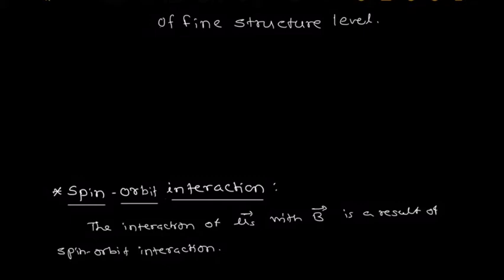This magnetic moment interacts with the internal magnetic field produced by the orbital motion of an electron. Such an interaction between spin angular momentum and orbital angular momentum gives the spin orbit interaction. In short, we say the interaction of the spin magnetic moment due to spin motion of an electron with the magnetic field arising due to orbital motion of an electron is a result of the spin orbit interaction.